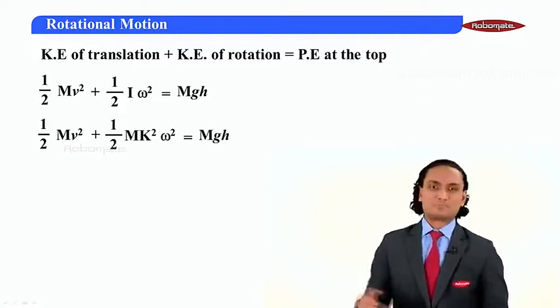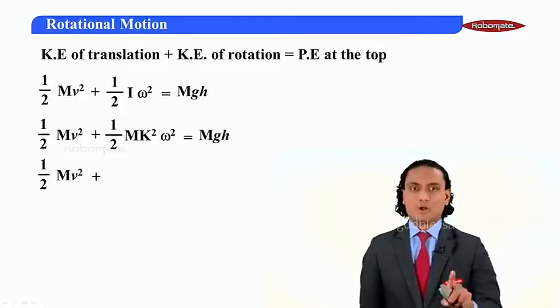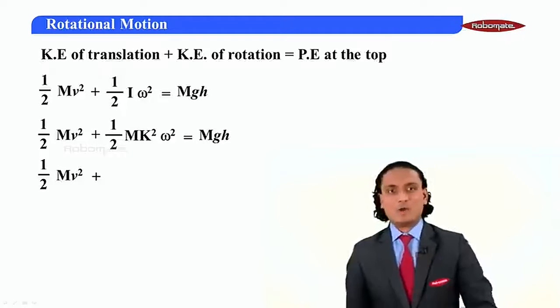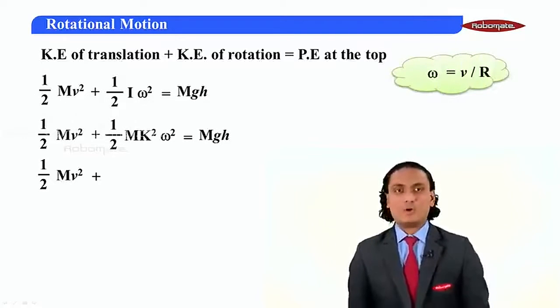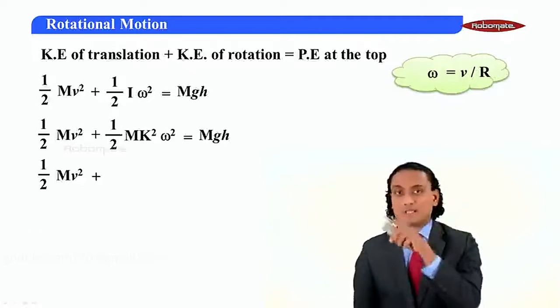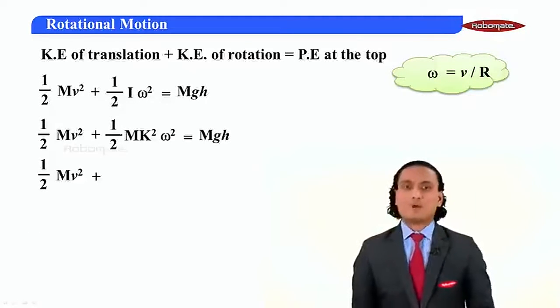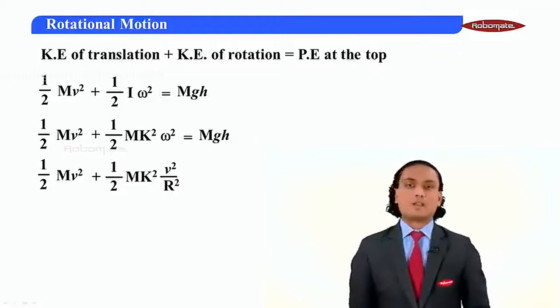Now students, further you can simplify this. Half mv square plus, hold on, omega. We all know the relation between linear velocity and angular velocity. Omega is v by r. So we can substitute omega as v by r. Omega square will be v square upon r square. So you will get half mk square v square upon r square equals mgh.